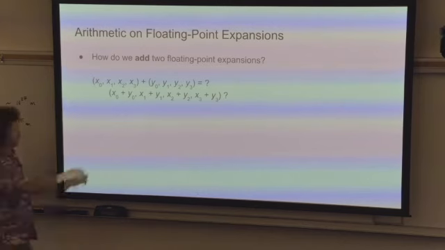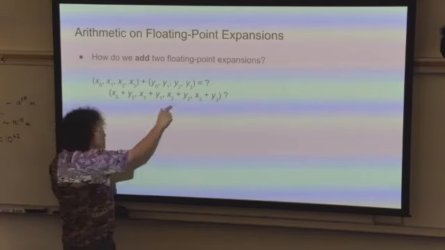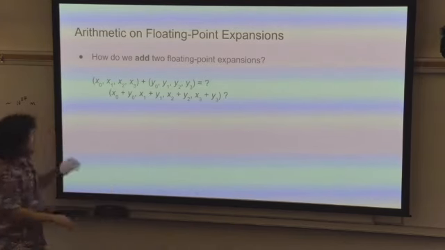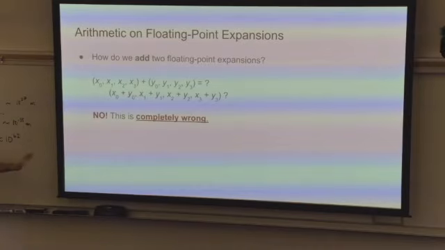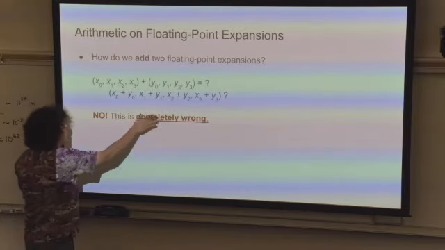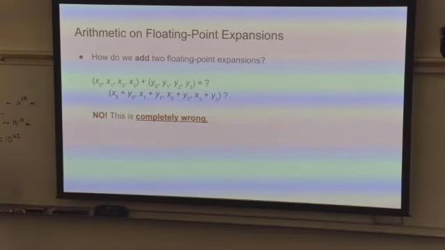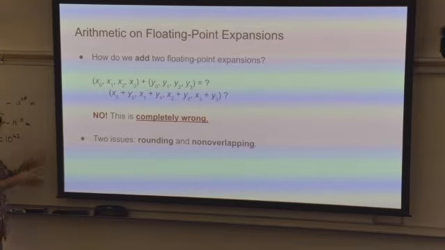I'll just take the first term, add them, the second term, add them, the third term, add them, the fourth term, add them, but unfortunately, this is completely wrong. This is not how this game works at all. If you do it this way, you'll find that all these future terms are garbage. It's no better than machine precision. And of course, we have these two issues, rounding and non-overlapping, that we need to consider.